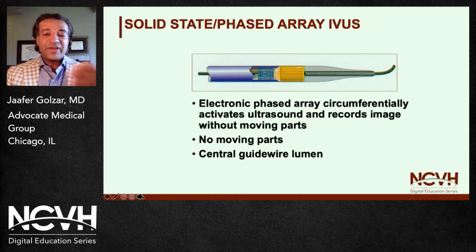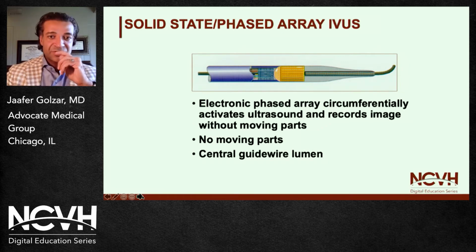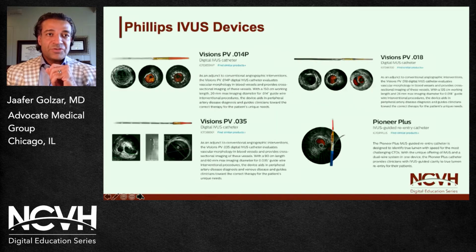So some advantages, as I mentioned, and disadvantages in terms of trackability and pushability of the catheters, but really minimal. So these are the devices of the phased array ultrasound that we see. There's 014, 018, 035. So 035 can be a great addition to use for venous imaging, for aortic imaging.